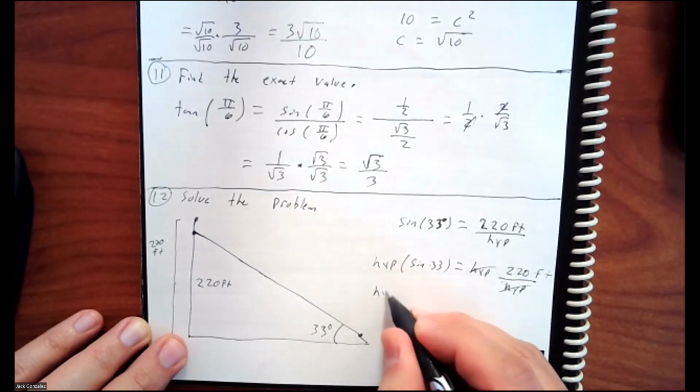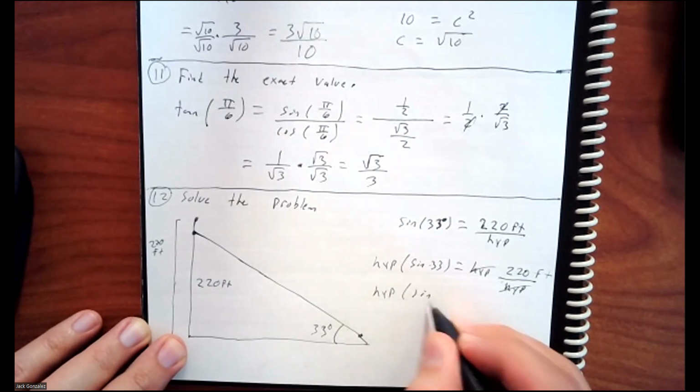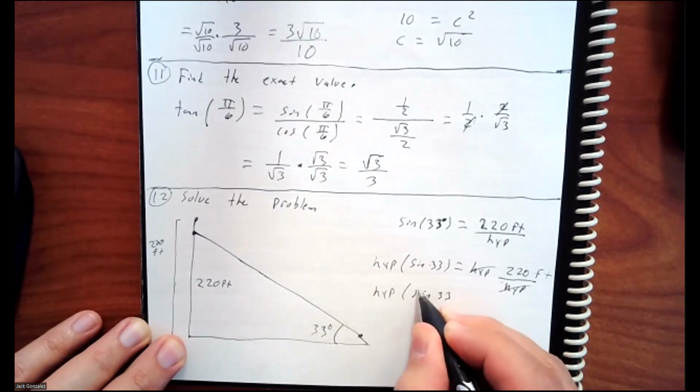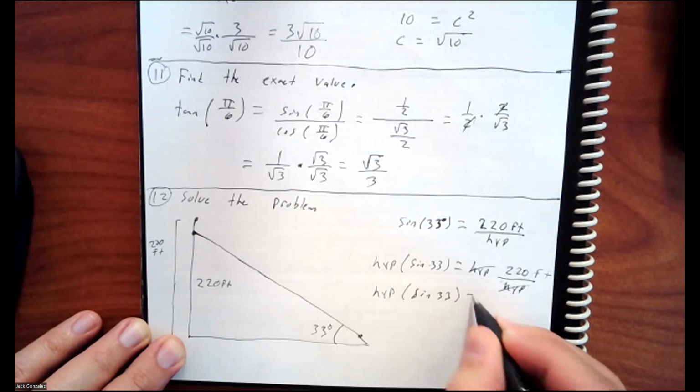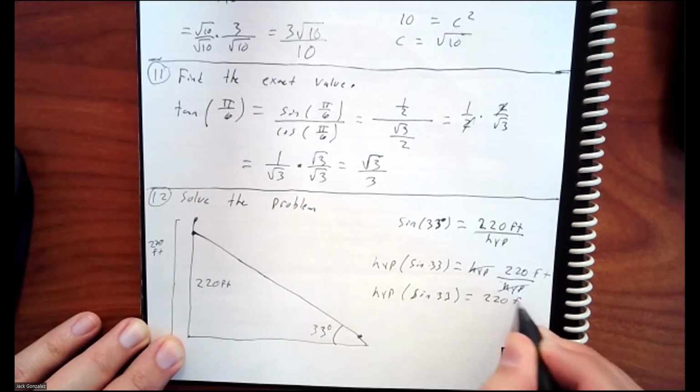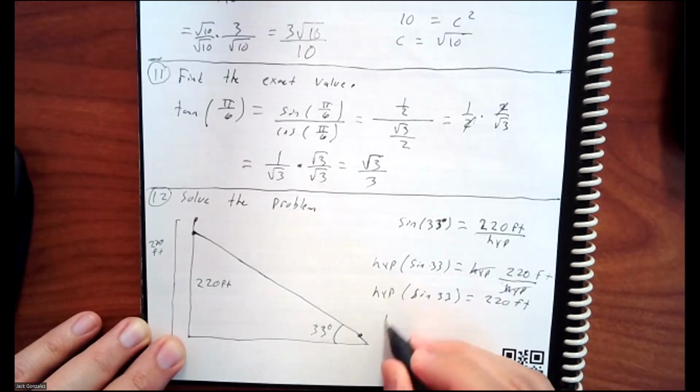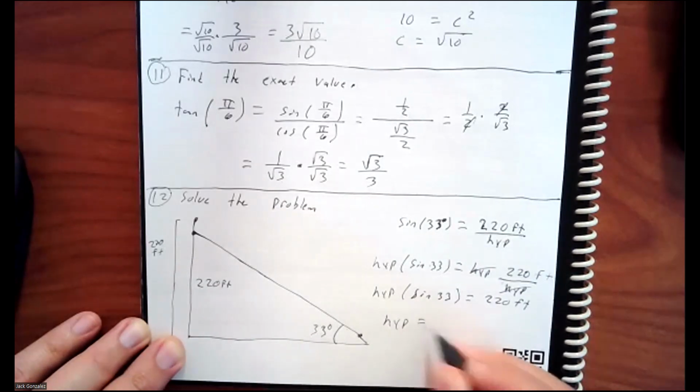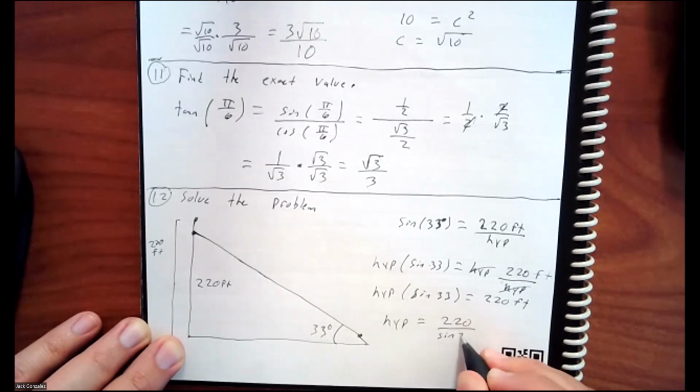So now I have hypotenuse times sine equal to 220. So the hypotenuse will be equal to 220 over sine 33.